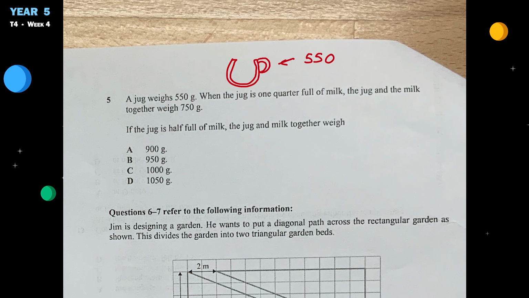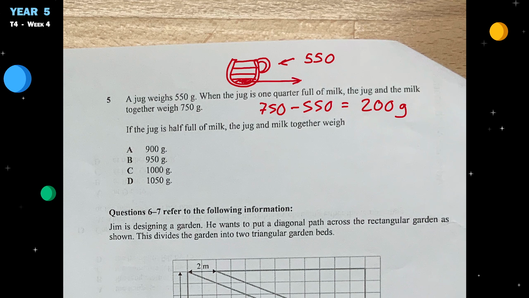The jug by itself is 550 grams. If you fill it 1/4 with milk, it's going to be 750 grams. So that means 750 take away 550. 1/4 of the weight would be how much? This would be 200 grams. So 1/4 of milk will weigh 200 grams in this particular jug.